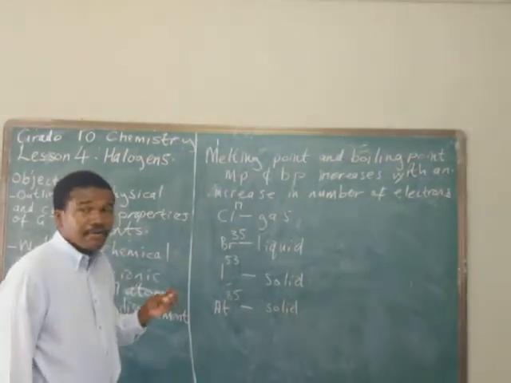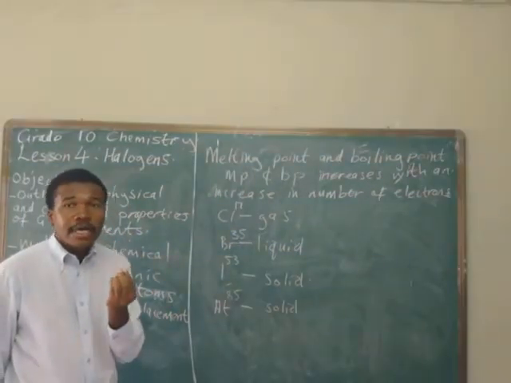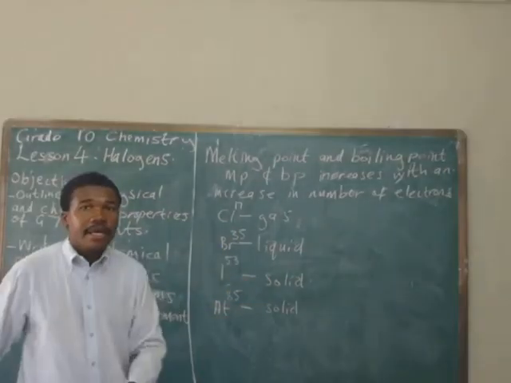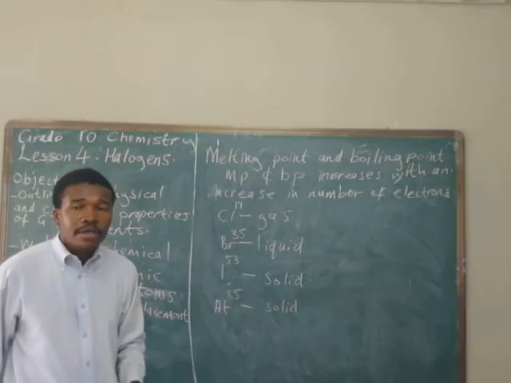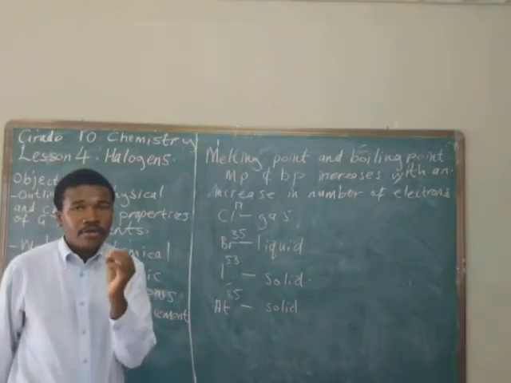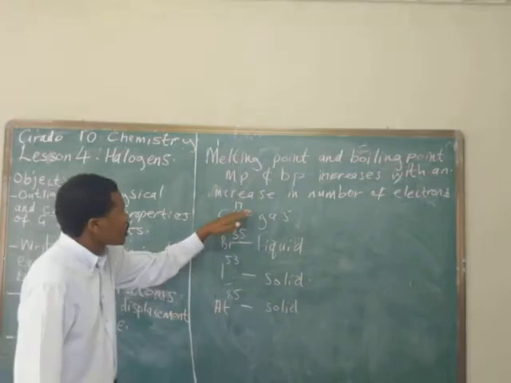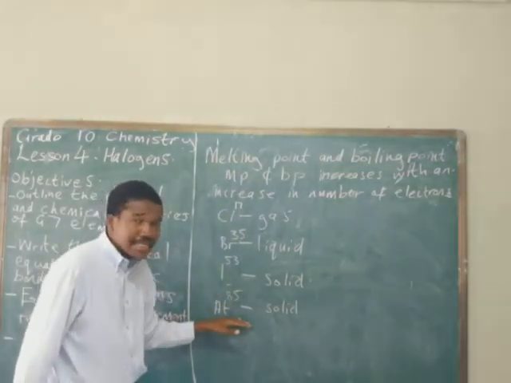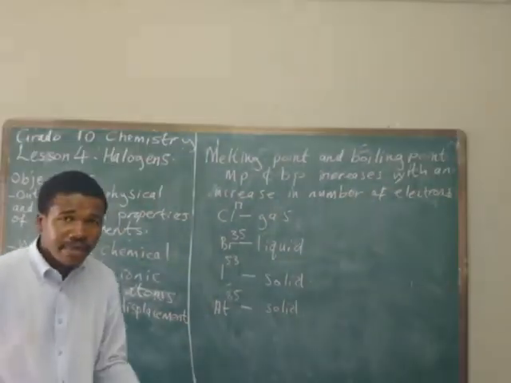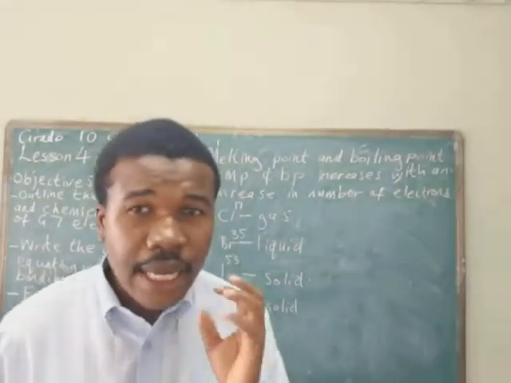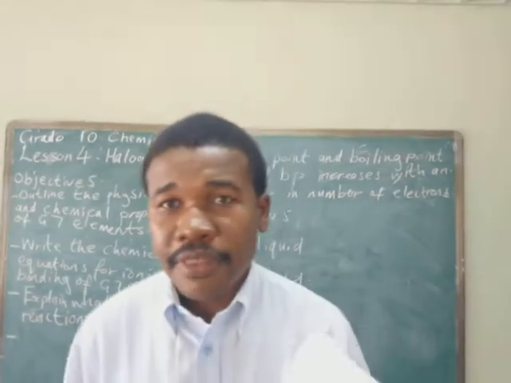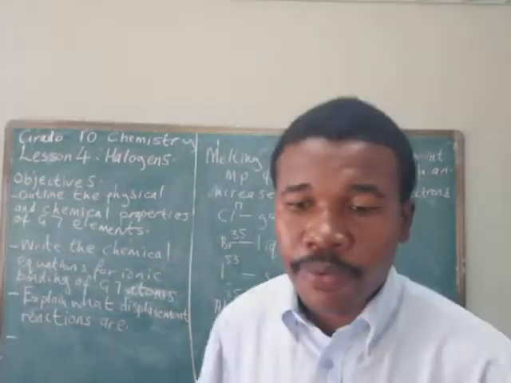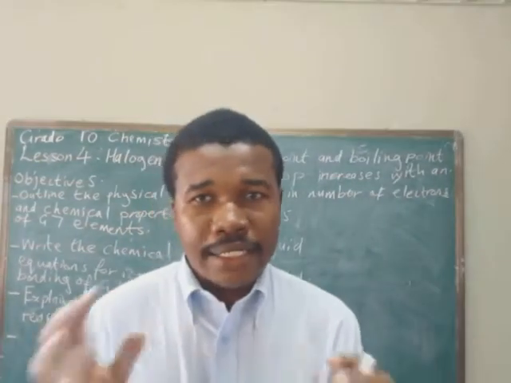The atomic number referring to the number of protons that are in the atom, and the number of protons is equivalent to the number of what? To the number of electrons. So chlorine has 17, bromine has 35, iodine has 53, astatine has 85. Now, with this increase in atomic number, it means that the electrons are now more and they're increasing as you go down the group.